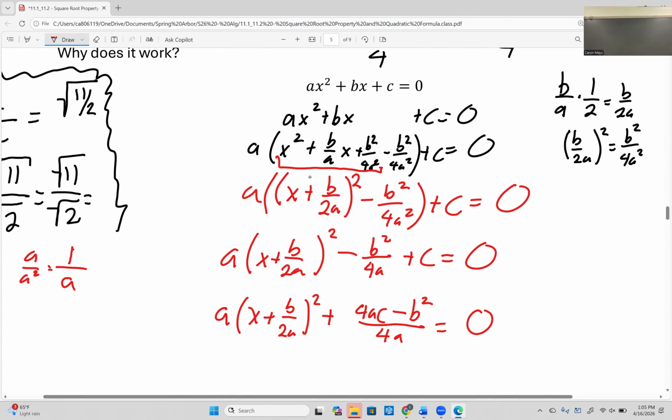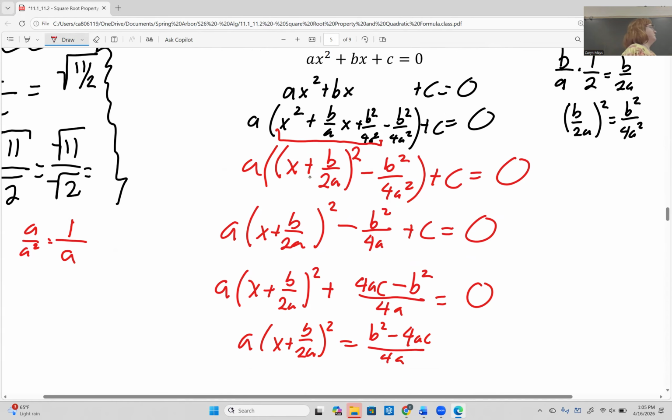When we then tried to say, let's get x by itself, this whole thing was a number. It was the first thing that we moved to the other side. Since it's being added, how would I move that to the other side? Subtract it. So a times x plus b over 2a squared equals the negative of this fraction. Looks like b squared minus 4ac all over 4a. Starting to see some of that quadratic formula forming.